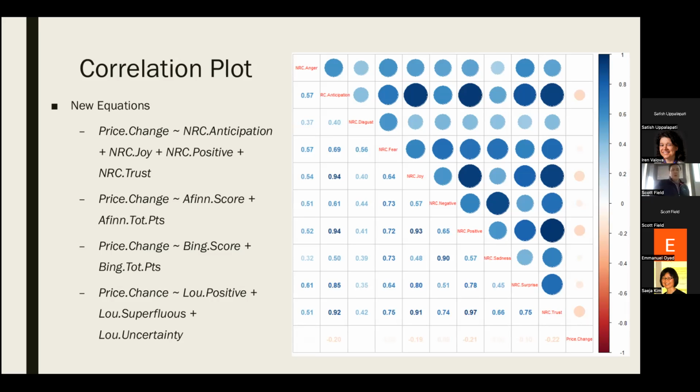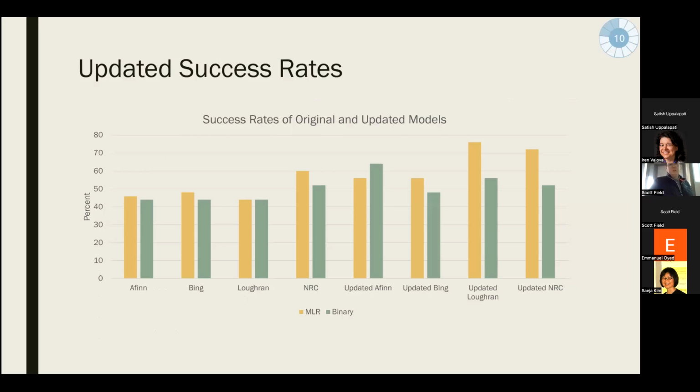I'm not going to run through them, but I took those equations and put them back into the MLR and the binomial regression model. On the left-hand side, you can see the original models using all the variables. The right-hand side shows the success rates of the updated models. I actually got everyone except for the updated Bing binomial model above 50%. And then I had two head and shoulders above the rest, the updated Loughran MLR and the updated NRC MLR, both above 70% accuracy.